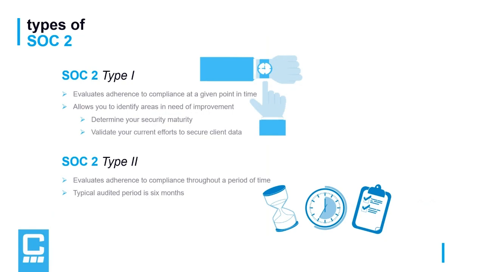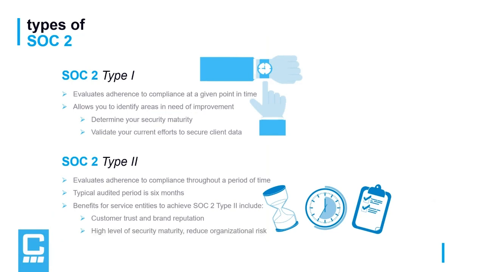You know that anybody with a SOC 2 Type 2 has been following this process diligently from the time of the audit period. So there are some benefits to achieving a SOC 2 Type 2. There's much higher customer trust and brand reputation, a higher level of security maturity, and it reduces your organization's risk.